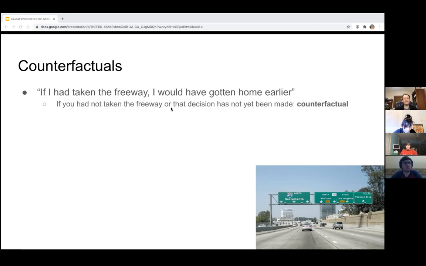So the question is, had he taken the freeway, would he have gotten home earlier? And there's a big problem with that question or that statement. We don't know. You can't know. If you had not taken the freeway, or that decision has not yet been made, this is a counterfactual statement. And counterfactual statements are counter to the facts. You did something, now you want to know what would have happened had you not done that thing.